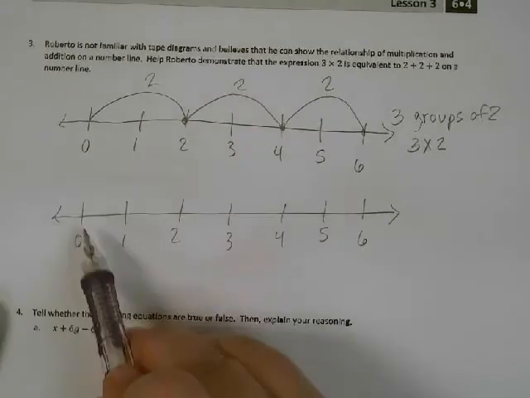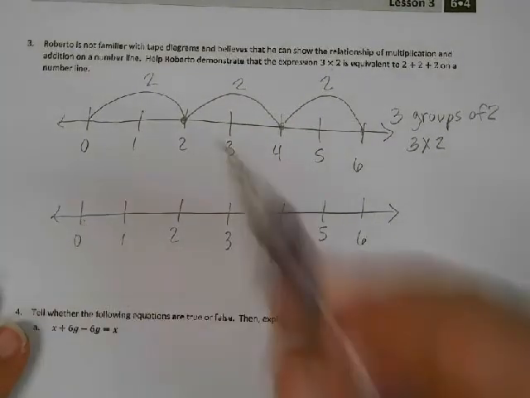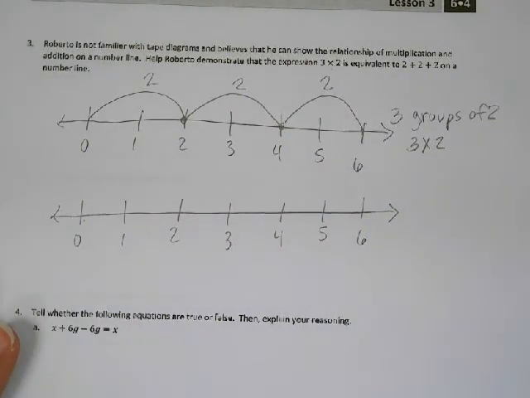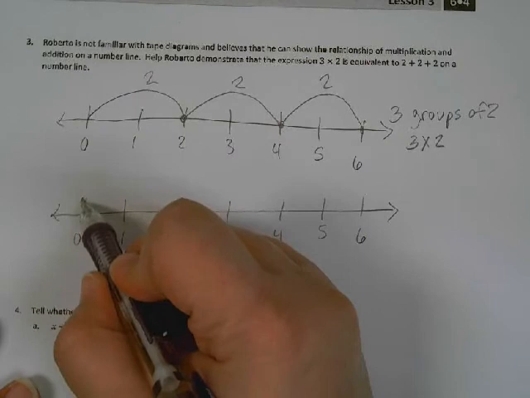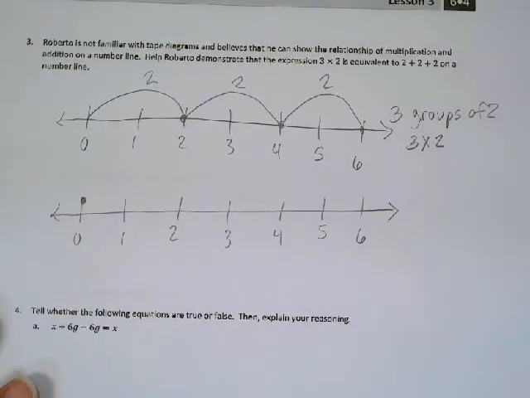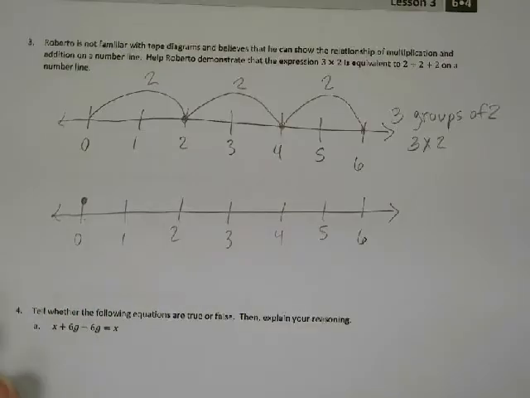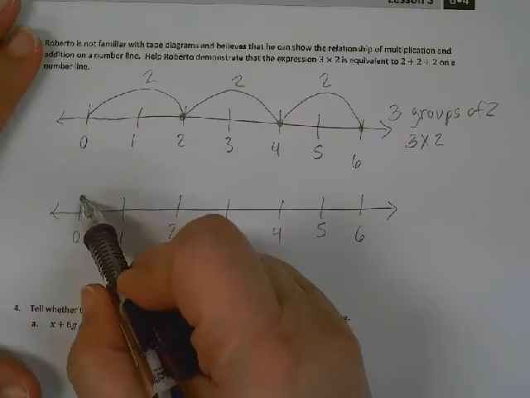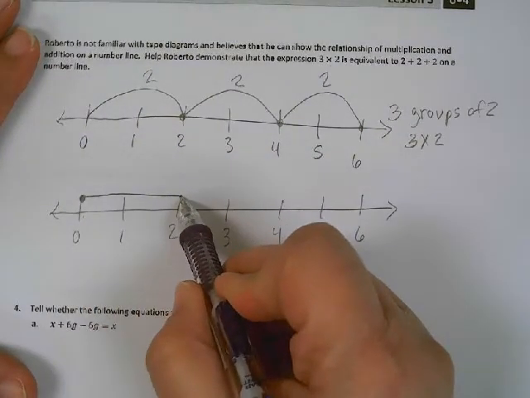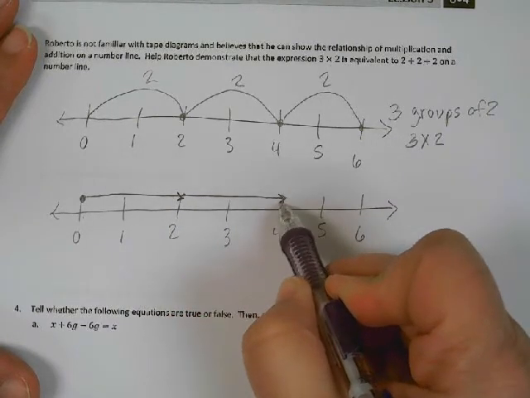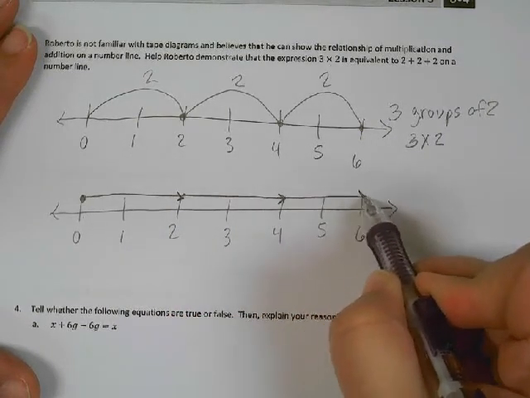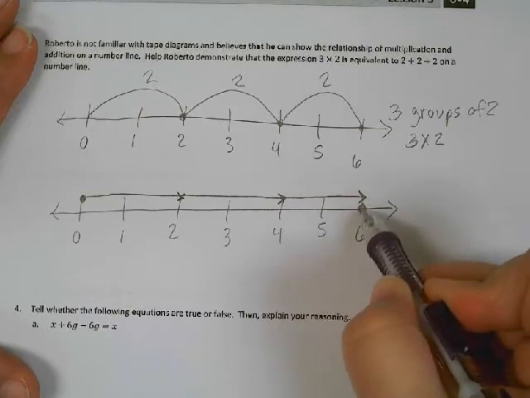On this number line, I'm going to show what we call arrow math. And arrow math is one continuous line that adds numbers on each time. So I'm going to go to 2, but I'm going to keep going to 4 because I'm going to add 2 each time. And then finally end at 6.